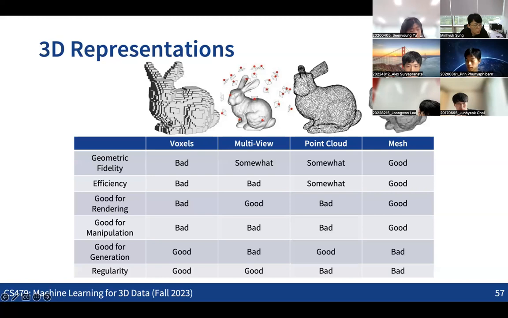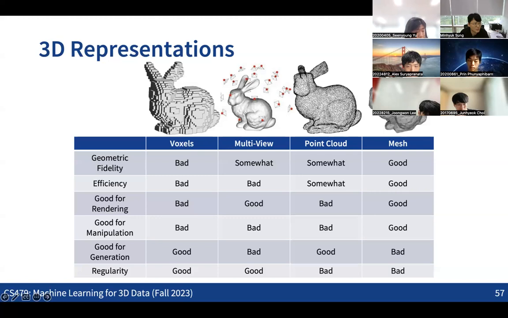Also for efficiency, mesh might be the best representation, right? Because we can have a minimal set of vertices and faces to capture the surface information. Point cloud might be okay in that we can just have a set of points. But if we want to capture all the details, then we need more points. So that's not good. The voxels and the multi-view images might be the worst representations in terms of efficiency.